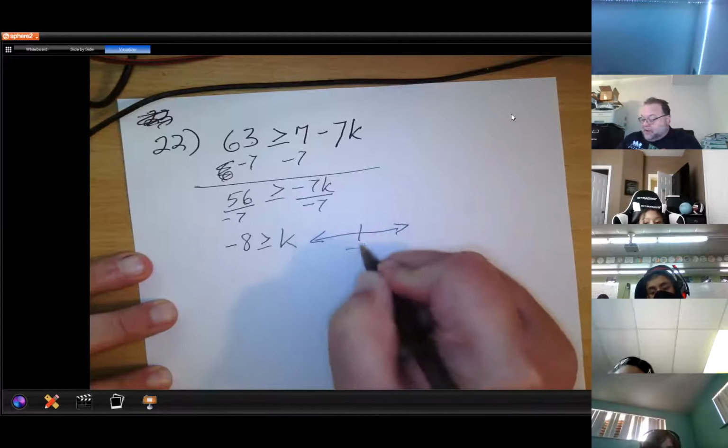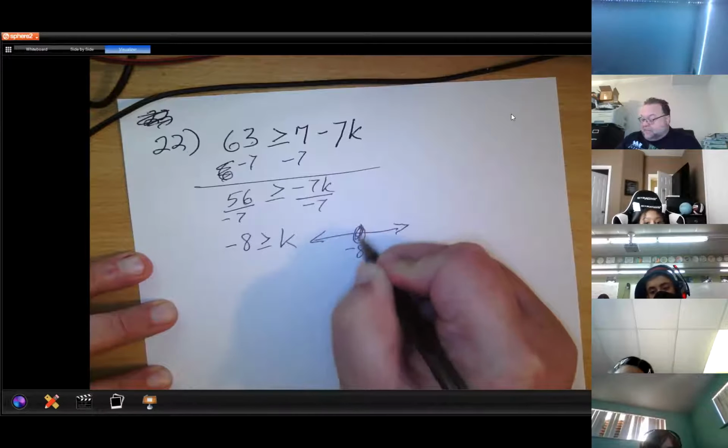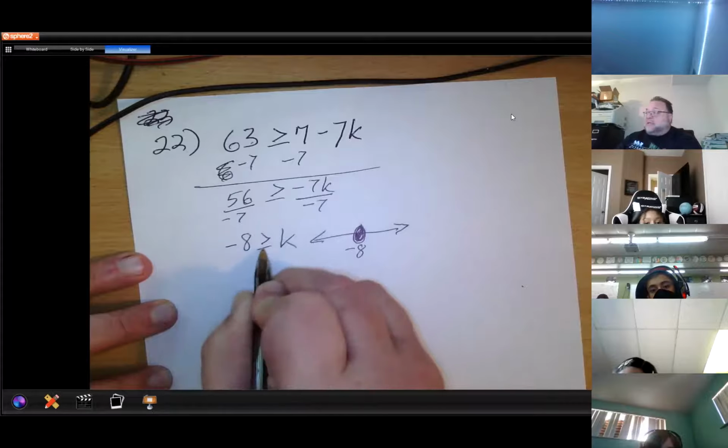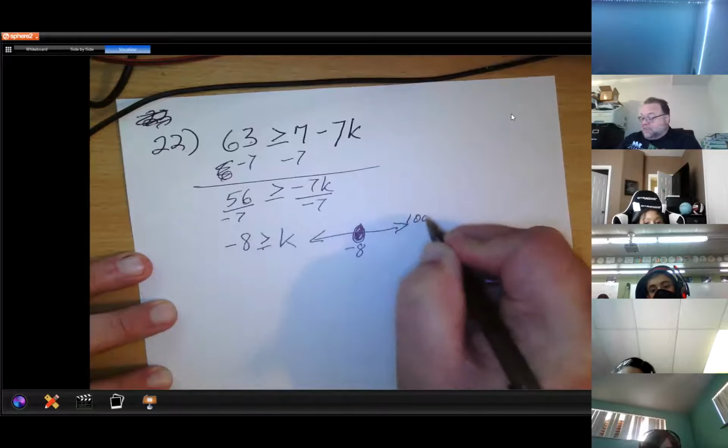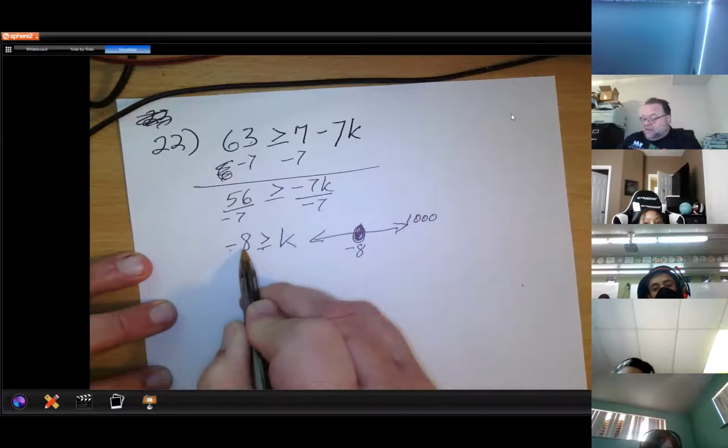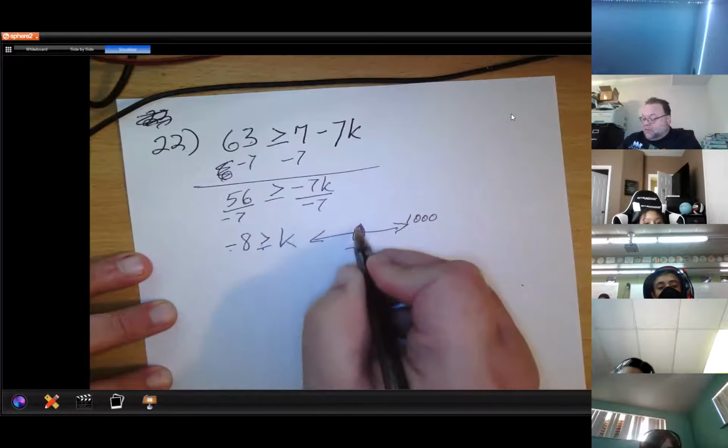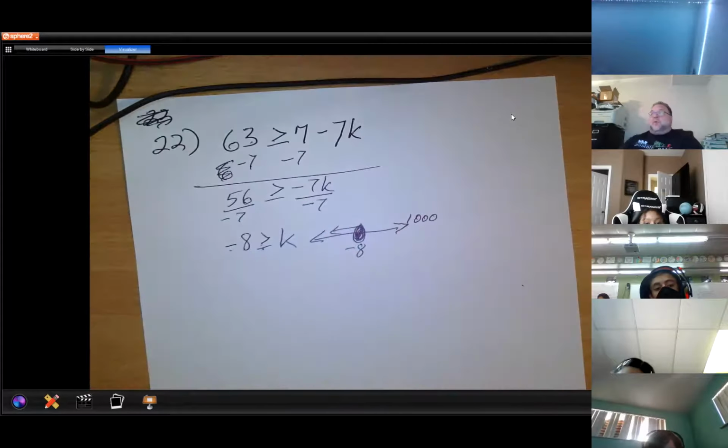Now, if I went and graphed this, I'd end up filling in the circle because of the equal sign, and then I'm going to test 1,000. Is negative 8 larger than 1,000? No. And so doing it the normal way without changing anything, this is going to be what the answer looks like.